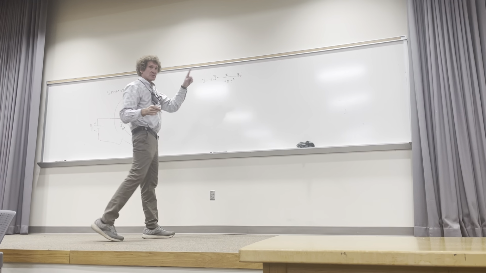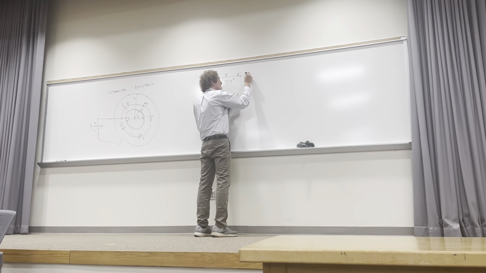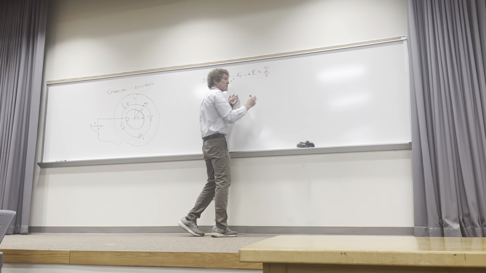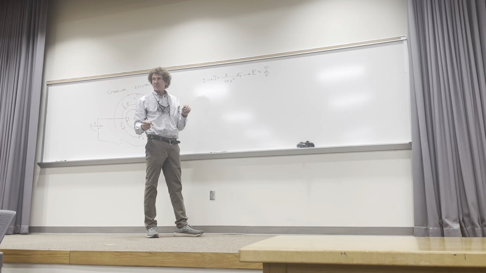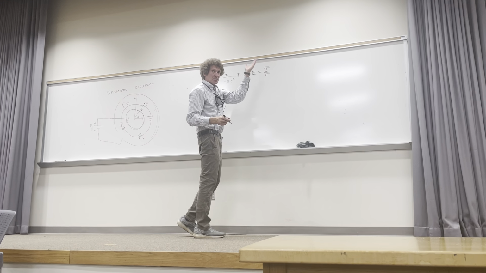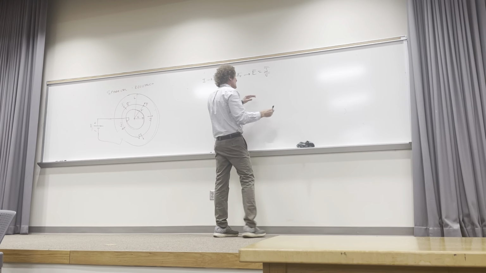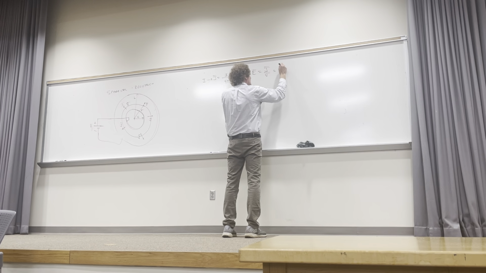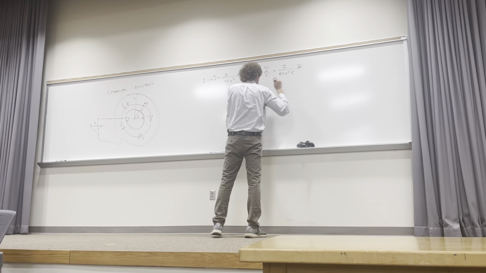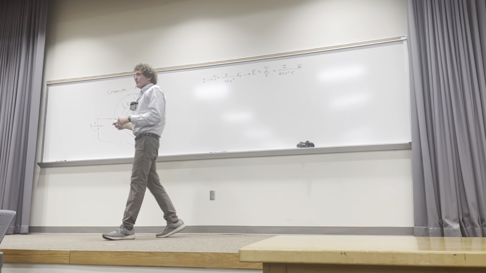So once I get J, what's the next thing I get, class? E. And how do I get E? J over sigma, isn't that right? This isn't hard to see, right? Sigma E is J, so if I have J to get E, I divide by sigma. That means it's equal to I over 4 pi R squared sigma, in the a_R direction, right? Now I've got E. What's my next step?